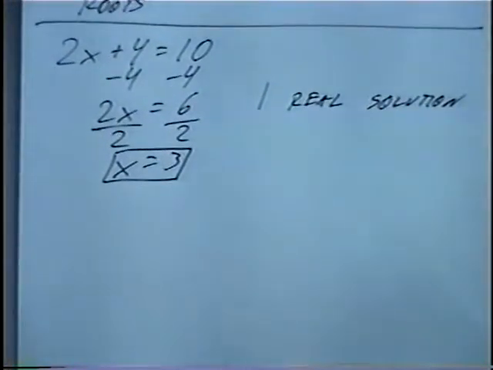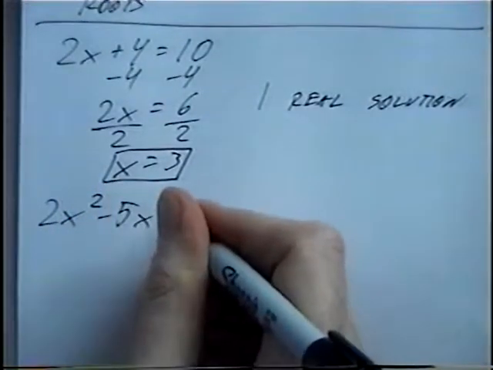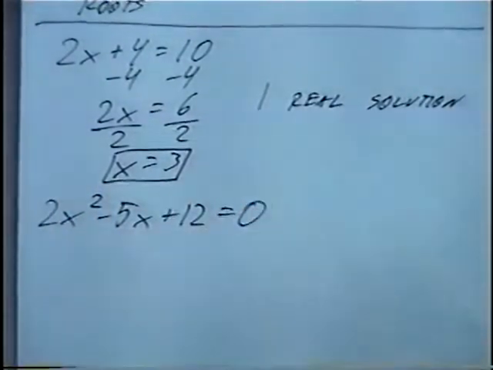Second question. 2x squared minus 5x plus 12 equals 0.